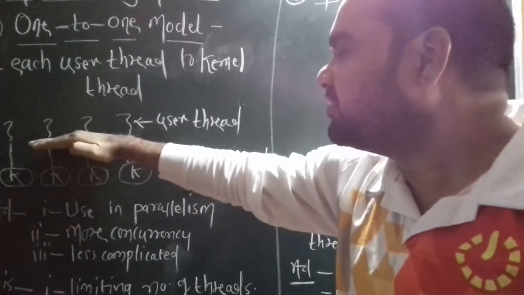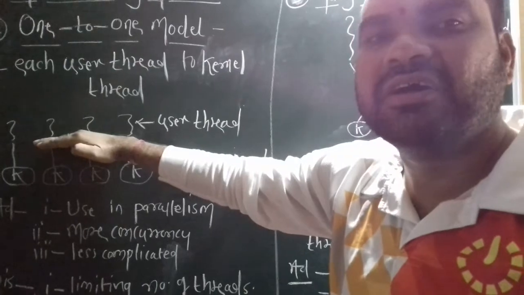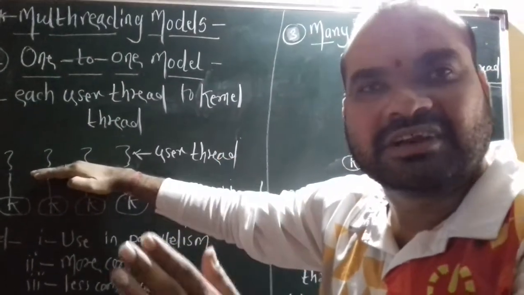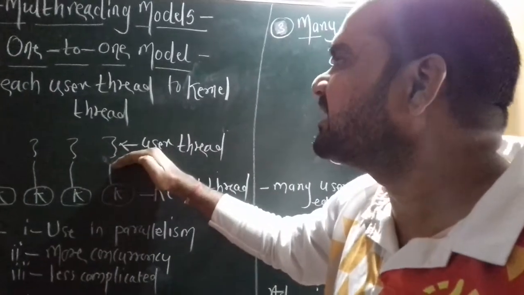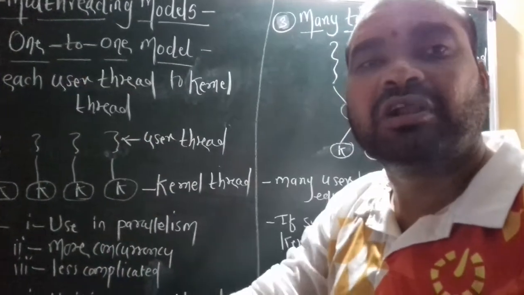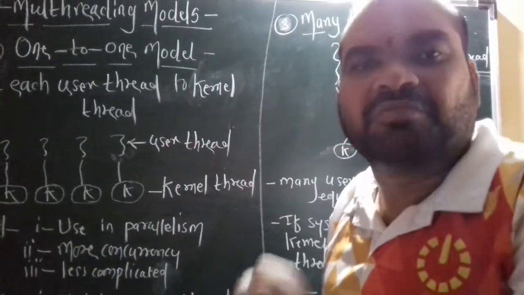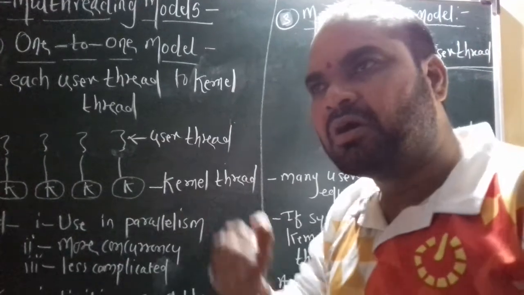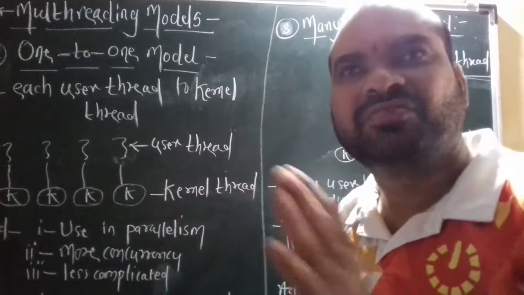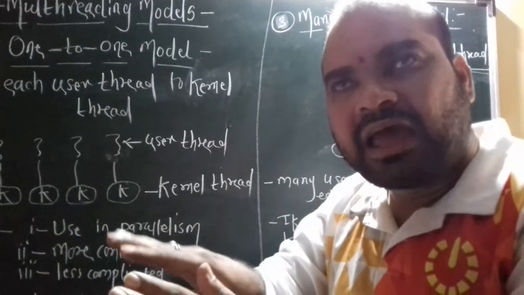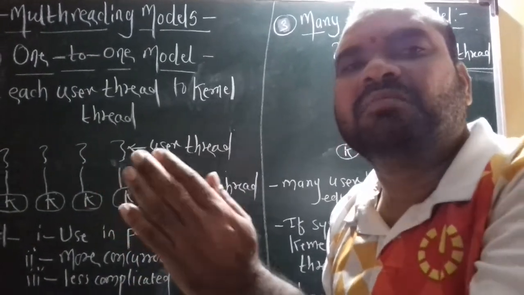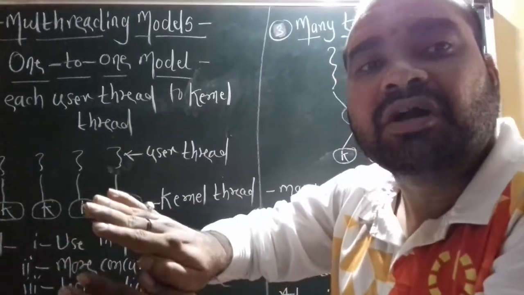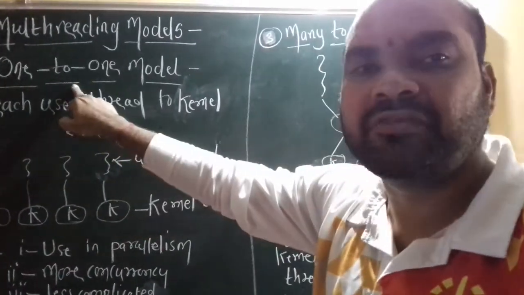It means a number of user level threads are connected to a number of kernel level threads respectively. The one-to-one model occurs in a number of programs, files, and projects. Whenever a user creates a number of threads, then automatically, behind the scenes, the OS creates a number of kernel threads according to the user threads.